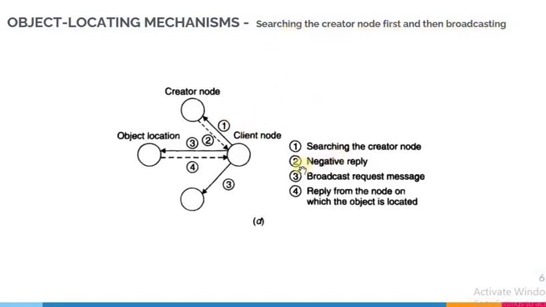Then we come to the next example and the next technique, that is searching the creator's node first, then broadcasting. So here it's like a mixture of earlier concepts. Number one is searching the creator node. When this client requires an object, it directly talks with the creator of the node. So there must be a registry where this information is kept, or maybe we will go for the previous concept where the location was mentioned in the UID. The client directly talks to the creator and asks for the particular object, but if not found, that is, in step 2, if a negative reply comes, then this client is going to broadcast a request message, something that we learned in the first technique itself. So if not found, we broadcast it, and then the reply will come from the particular machine which has the object.